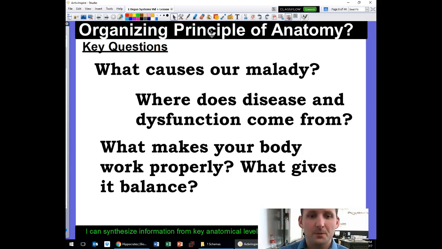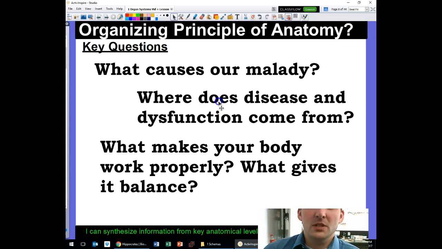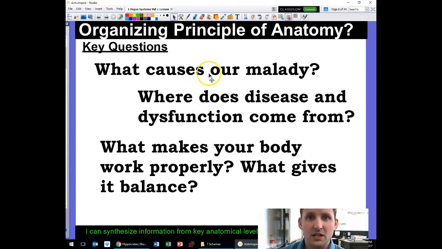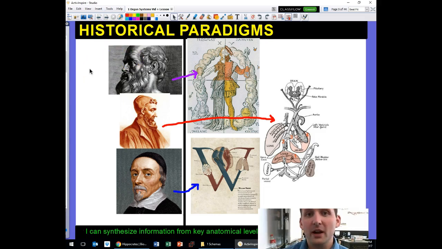That's the unifying principle. But how did we once, as a group of people, as humans, think of these questions? How did we answer them? So now I want to go through some historical paradigms, some historical background. And what I mean by paradigm is a set of beliefs that is assumed. That's usually what I mean by paradigm or worldview. It's an assumed set of beliefs.